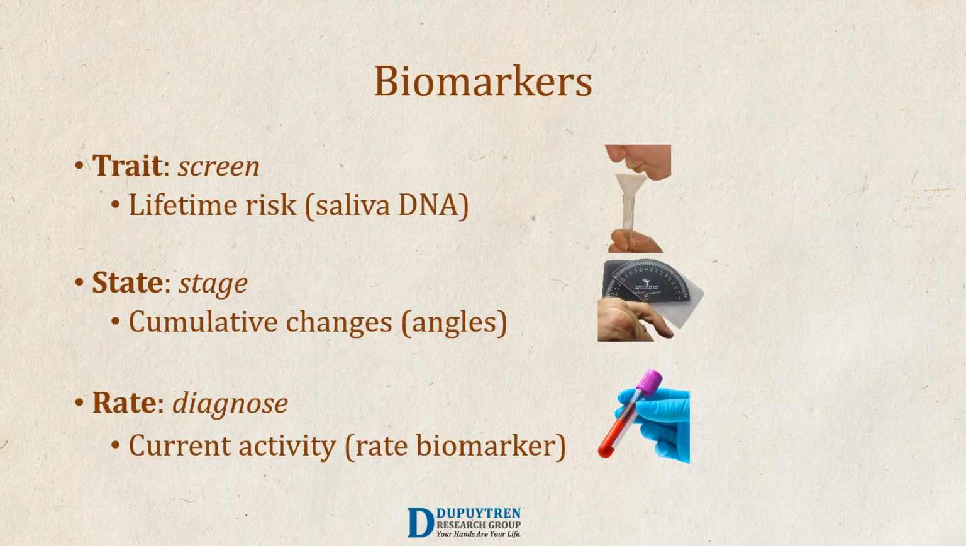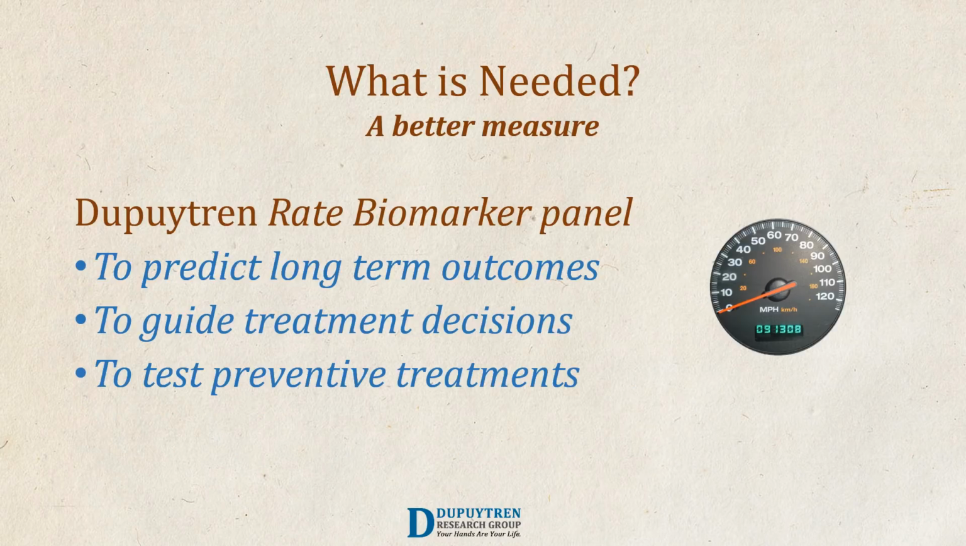A state biomarker is an index of how much change a disease has caused. And in Dupuytren disease, this would be our protractor. And that tells us how much of a bend has happened in the finger. It doesn't tell us whether the finger is bending right now. It just tells us what has happened up to this point. A rate biomarker would tell us what is going on right now, what our current risk is for developing future changes.